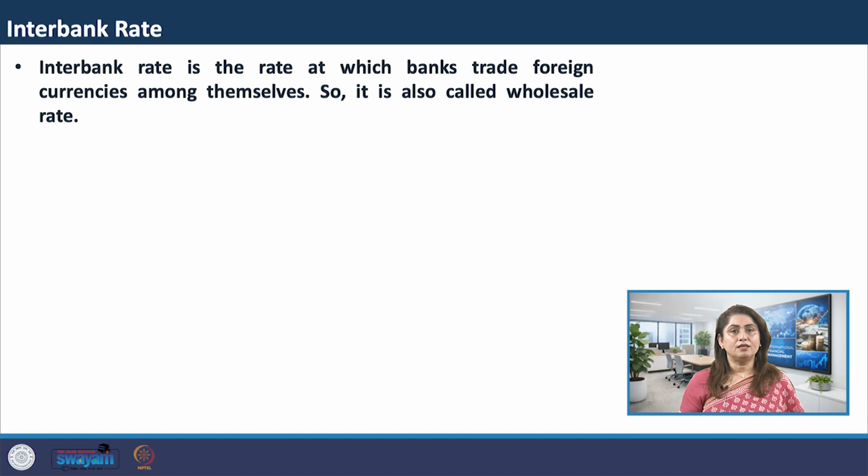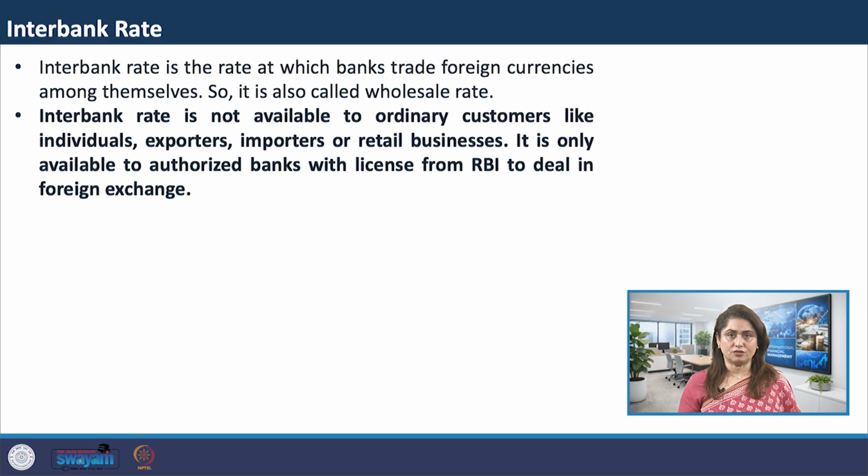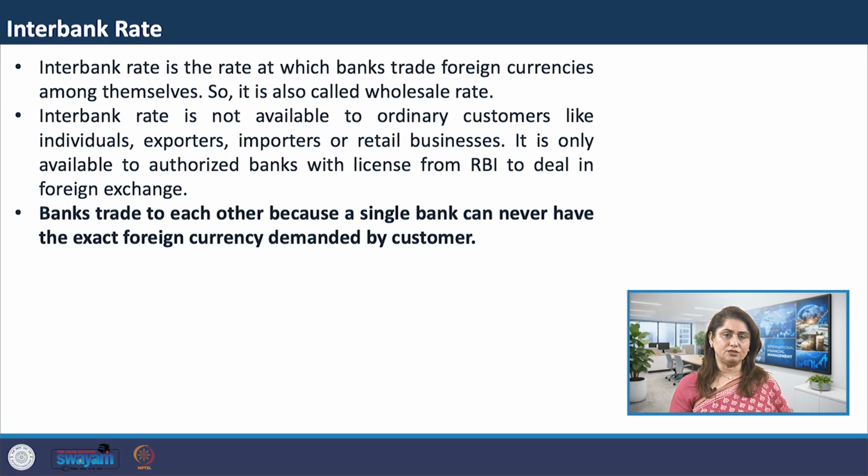The first tier, the wholesale professional tier, is the interbank rate. The interbank rate is the rate at which banks trade foreign currency amongst themselves. It is not available to ordinary customers, it is not available to importers, exporters, or retail businesses. It is the exclusive domain of authorized dealer banks, banks that the RBI has licensed to deal in foreign exchange. Why do banks need to trade with each other? Because no single bank can always have the exact foreign currency that its customer needs at exactly the right moment.